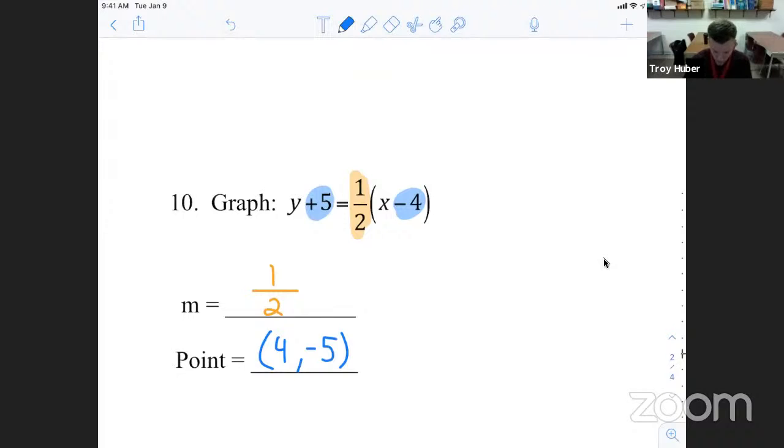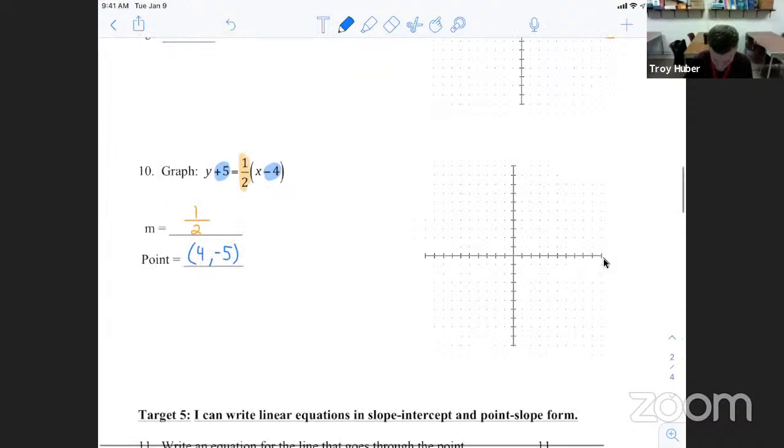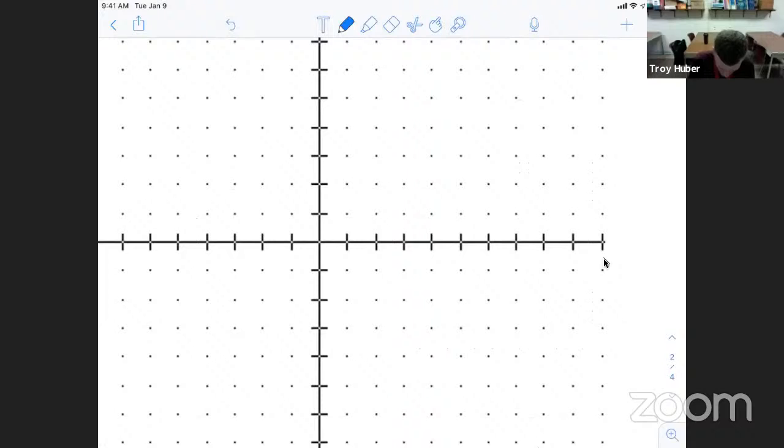So let's go ahead and plot that point now. So 4, negative 5. So 1, 2, 3, 4, negative 1, negative 2, negative 3, negative 4, negative 5. So that point would be right there.